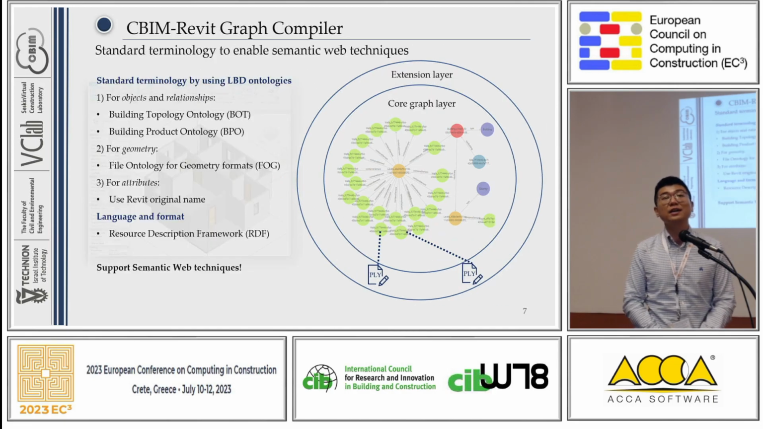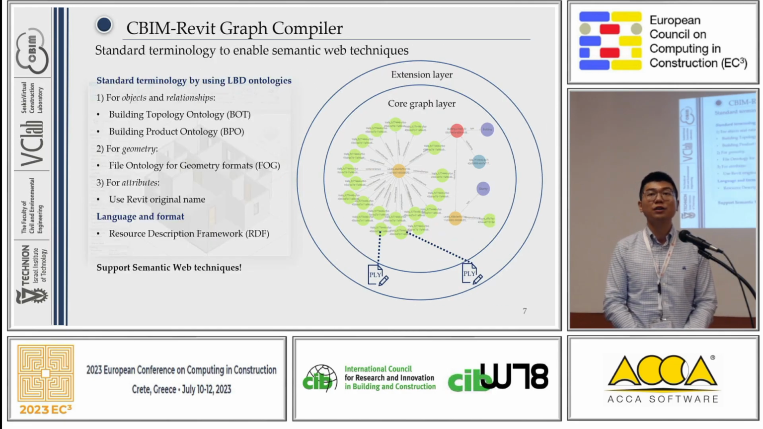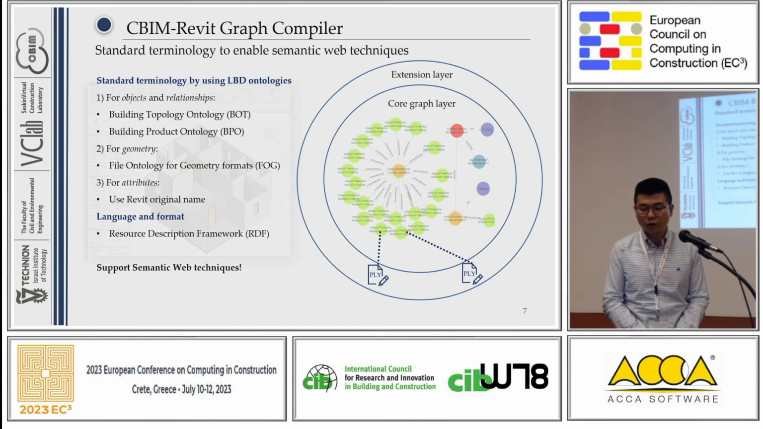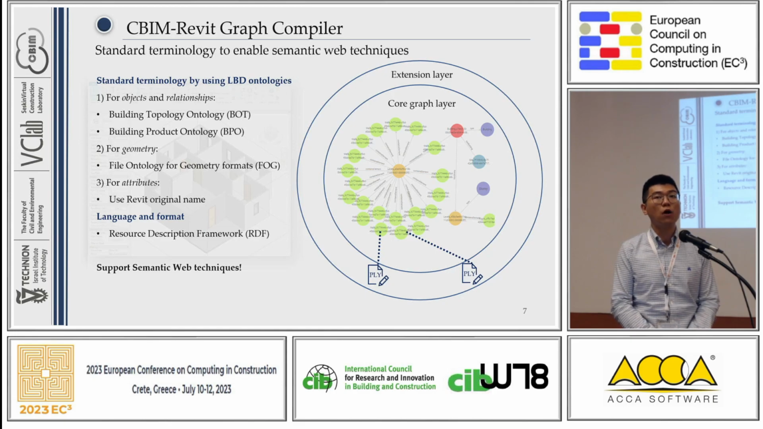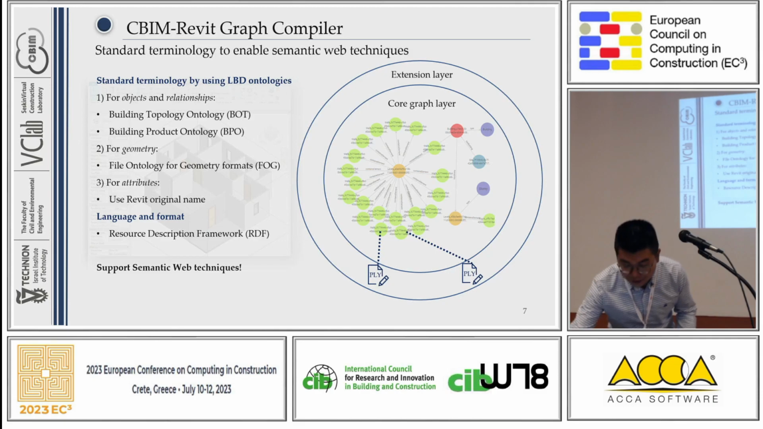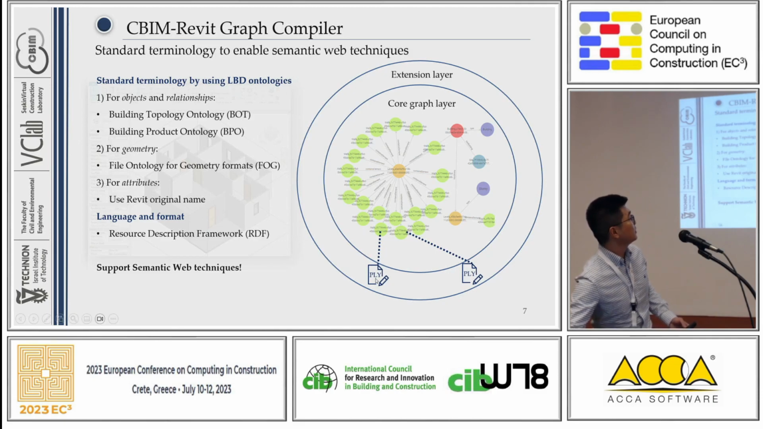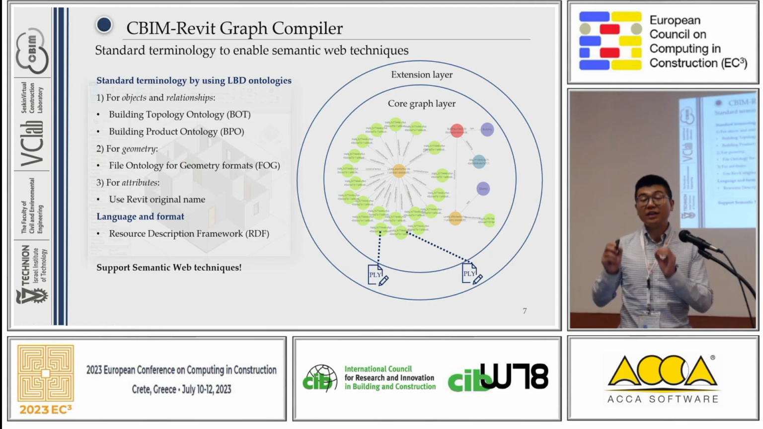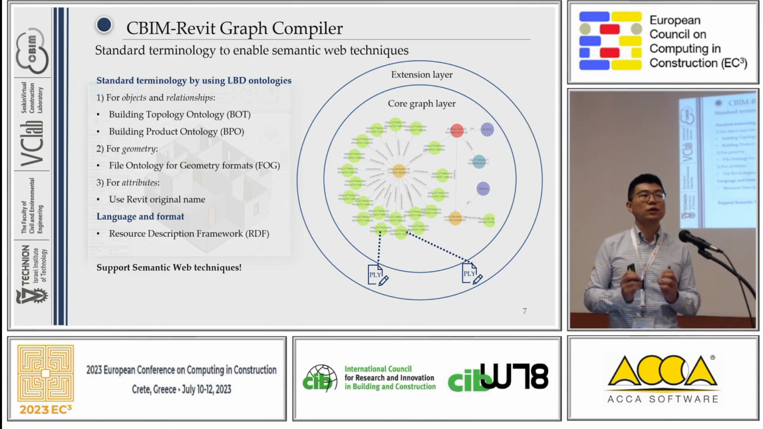So we follow the Linked Building Data community ontologies to standardize the graph. For objects and relationships, we use the BOT and BPO ontologies. And for geometries, we use the FOG ontology. As you can see, like the virtual link here, it's actually the address of the file, and we store this attribute inside the corresponding node. When you retrieve on the graph, you can know where the geometry is.